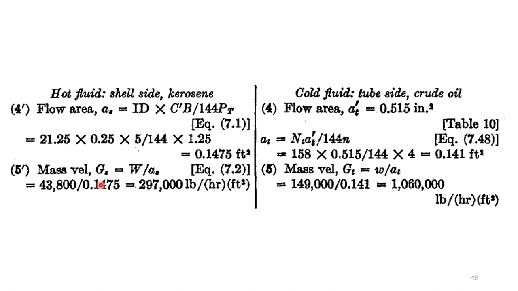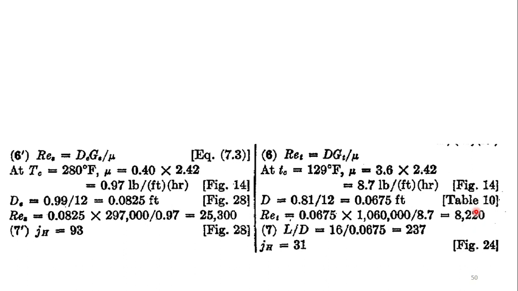And then the fifth point is you have to determine the mass velocity for the shell side as well as for the tube side. How can you determine it? You have to divide the mass flow rate by the flow area for the shell side, and the mass flow rate divided by the flow area of the tube side. You will get a mass velocity of 97,000 pound per hour per feet square for the shell side, and 1,060,000 pound per hour per feet square for the tube side. The next is you have to determine the Reynolds number.